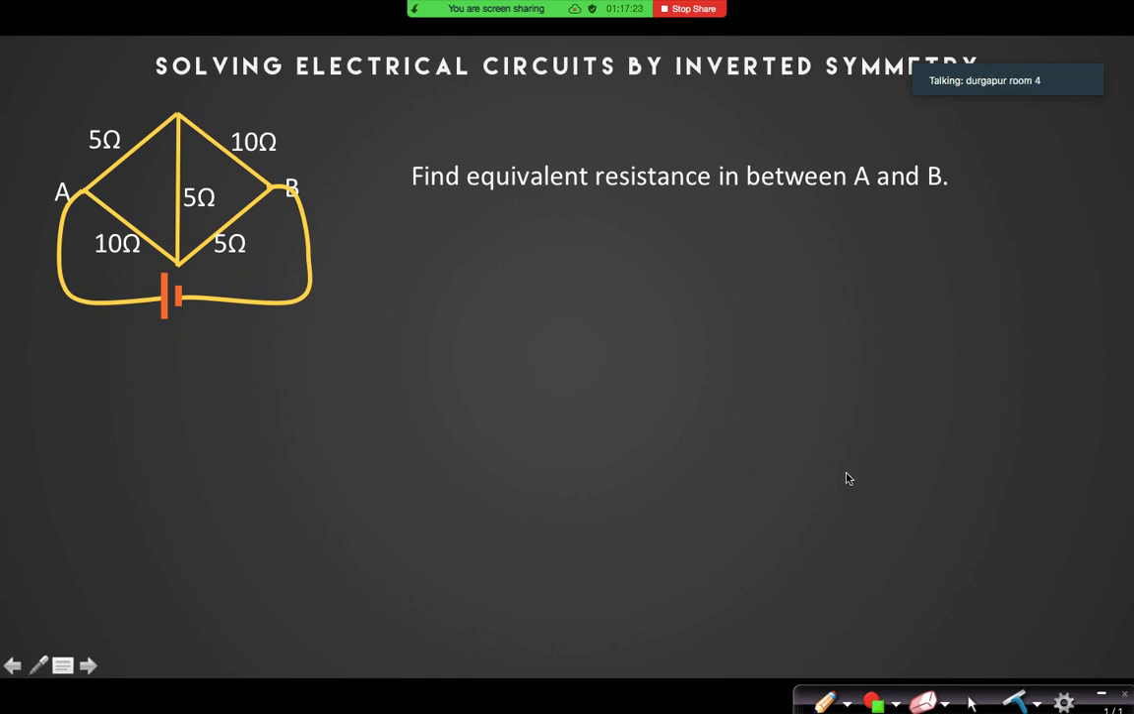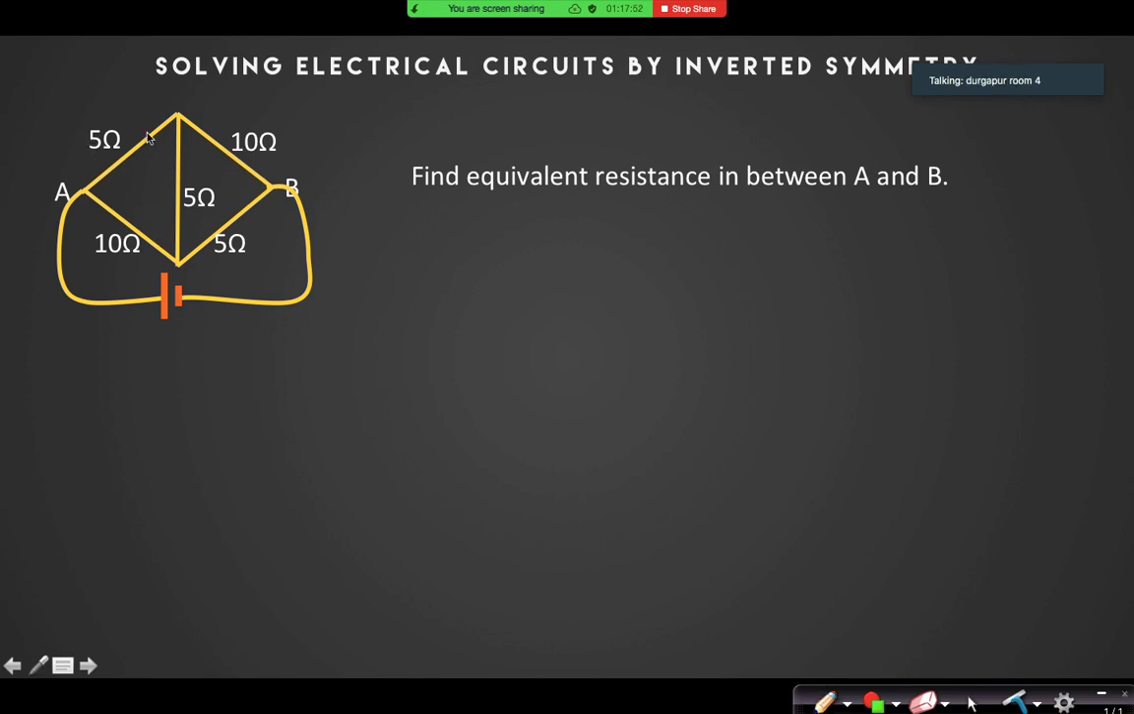Now there is one more symmetry which is called inverted symmetry. Look here, 5 by 10 is not equal to 10 by 5. You cannot use Wheatstone bridge here. And neither can you use any symmetry. Can you use symmetry here between the A and B line? There is no symmetry. Between this line, there is also no symmetry. But there is one type of symmetry here you can see. This is a current symmetry, you can also say.